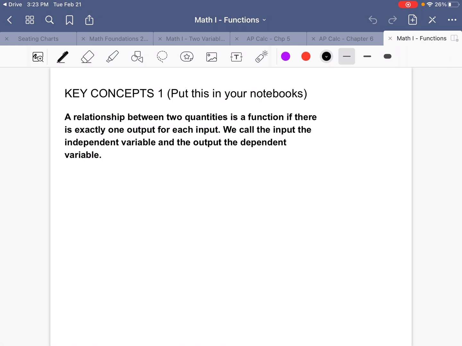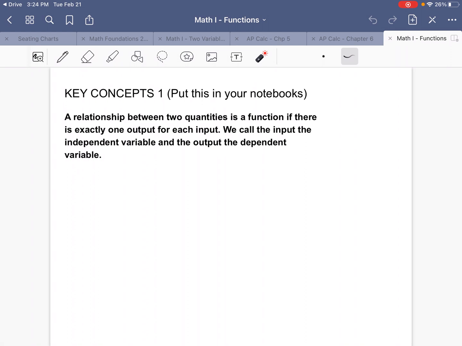So, a couple of things that we need to understand first. First of all, a relationship between two quantities is a function. That's a very specific definition here. A function if there is exactly one output for each input. We call the input the independent variable and the output the dependent variable. The reason why we call it dependent, independent is because the dependent variable depends on the independent variable.